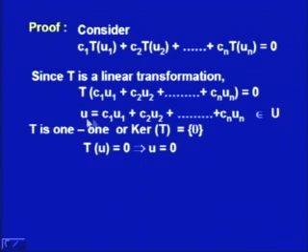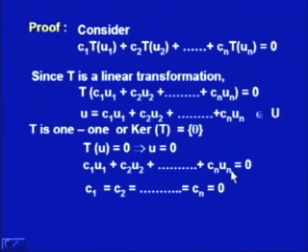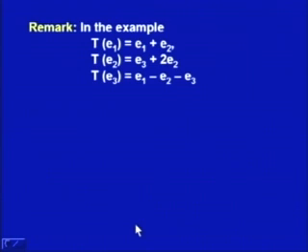So, this vector u has to be 0 because kernel T is equal to 0, and that means c1 u1 plus c2 u2 plus cn un is equal to 0, but u1, u2, un are linearly independent, so that means c1, c2, cn have to be 0. So, we have a linear combination which is 0 and these coefficients come out to be 0, and that means Tu1, Tu2, Tun are linearly independent. So, under this condition a linearly independent set of vectors will go to a linearly independent set of vectors.